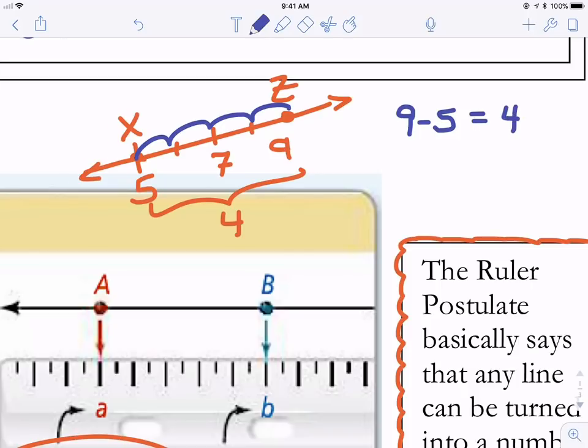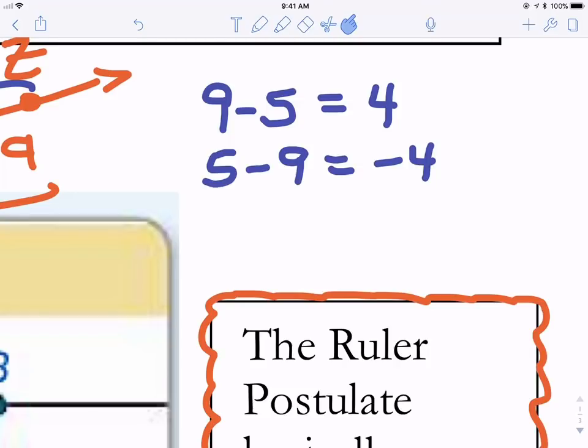Now, what if your buddy did 5 minus 9? Well, they get negative 4. Why does it not make sense for negative 4 to be the distance between the points? Because distance is never negative, right? The length of a segment can't be negative 4. So when you talk about how to find the length of a segment or the distance between 2 points, we always take the absolute value of the number.